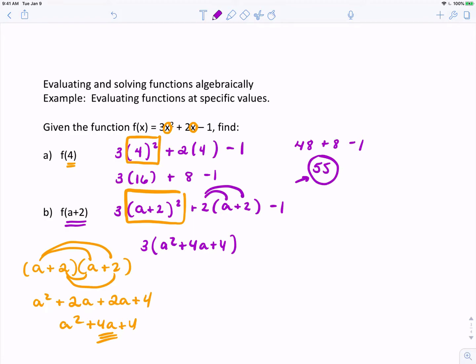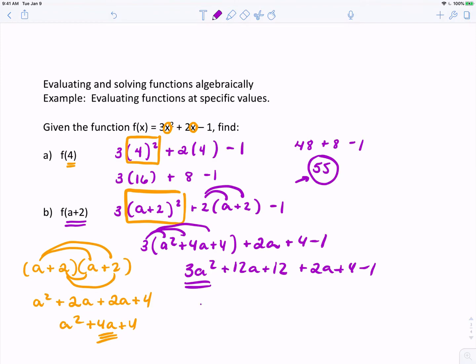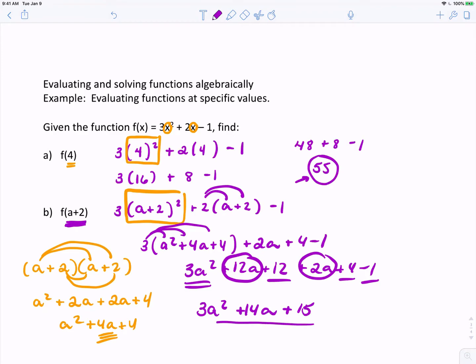We'll go ahead and distribute here, plus 2a plus 4 minus 1. And now let's go ahead and distribute here. So we're going to have 3a squared plus 12a plus 12 plus 2a plus 4 minus 1. And if we simplify by combining our similar terms, we have 3a squared plus 14a plus 15. So if we put in an algebraic expression of a plus 2, our answer is also an algebraic expression involving a.